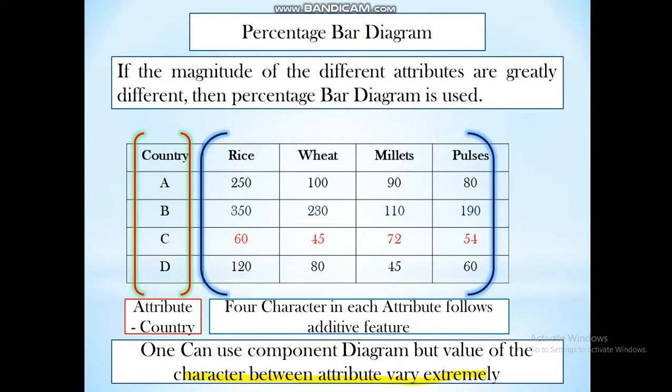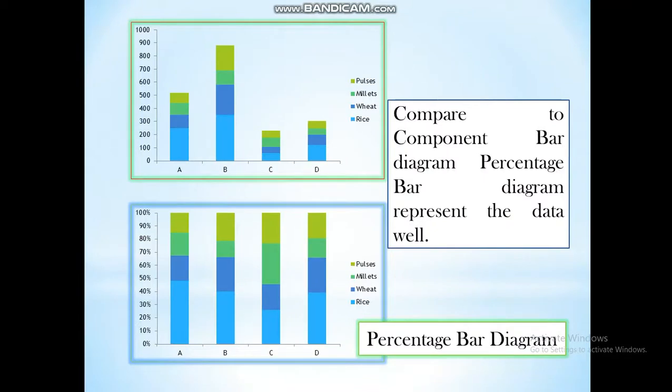See here, country A is the attribute. Here we have 4 variables. You can see in country A the values are 250, 100, but in country C they are 60, 45, which is very low. So it is varying extremely. Between A and B and C the variation is very high. So in this case we will go for this percentage bar diagram.